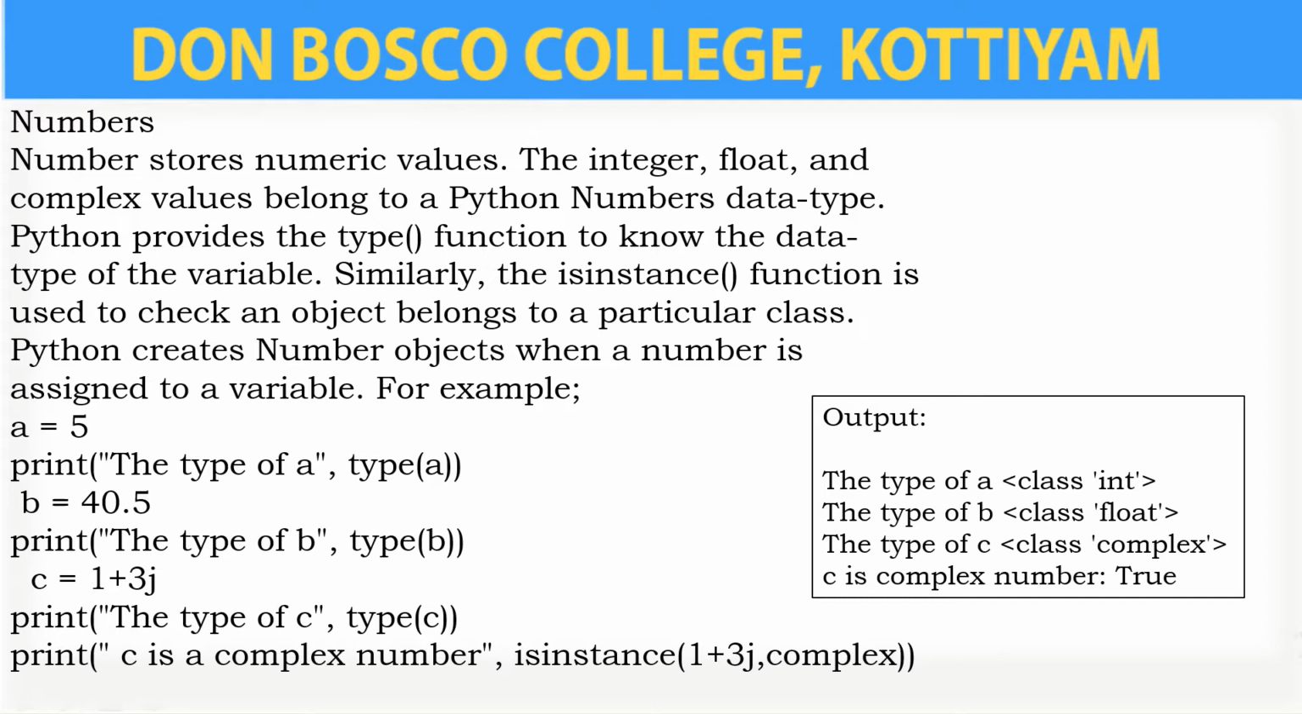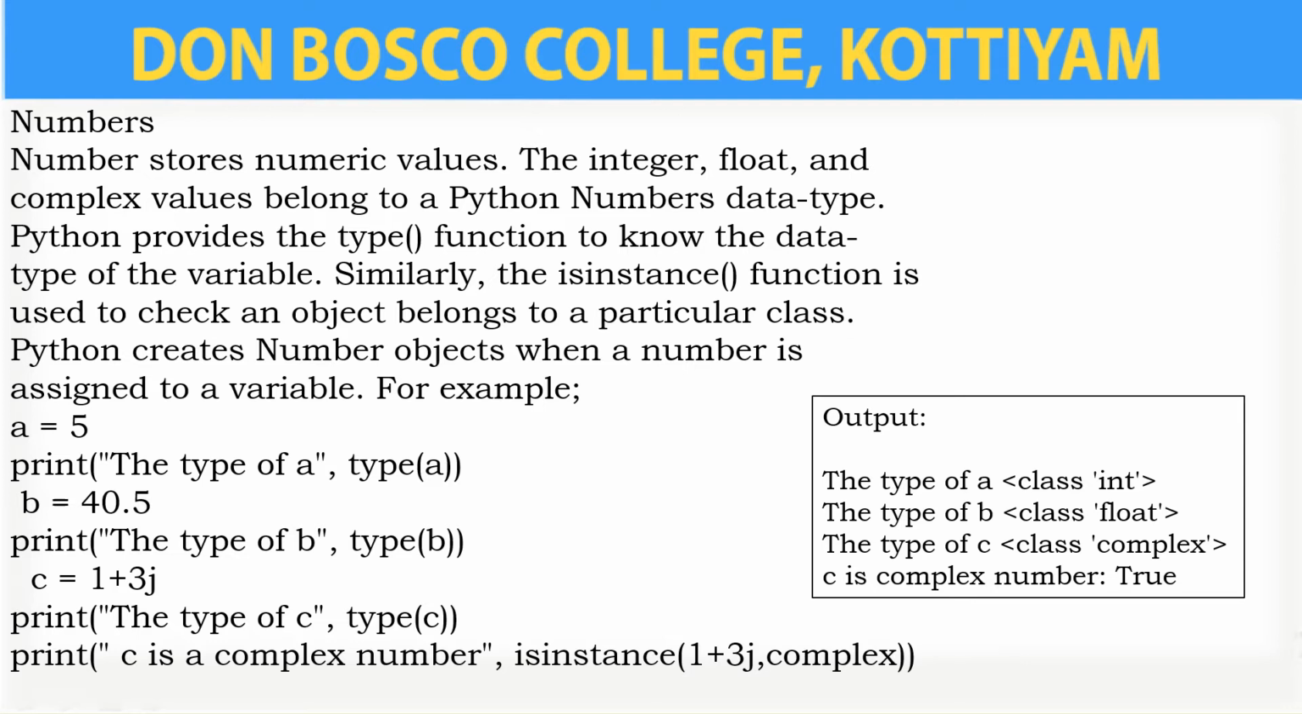Then next is a float. This value contains the decimal part. Then next is the complex numbers. Complex numbers are represented by complex classes. For example, here in this example we have c is equal to 1 plus 3j, and that represents the complex numbers. That is, the 1 is the real part and 3j is the imaginary part.